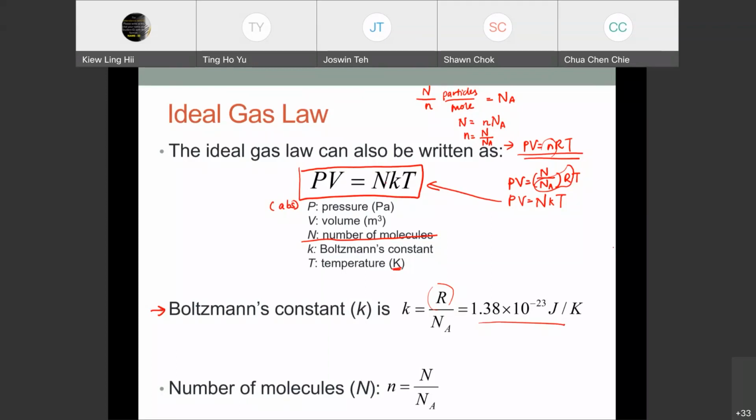So when do you know which one to use? You just look at the question and the information that is given to you. If they give you the number of moles, then you use PV equals nRT. But if they give you the number of molecules, then you can use this one with the Boltzmann constant. The good news is all types of constants will be given. So you don't have to worry about remembering. No need. All of this will be given. Okay?